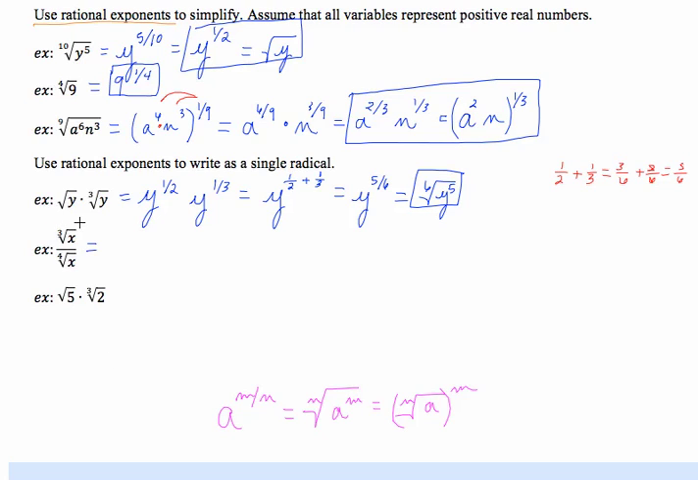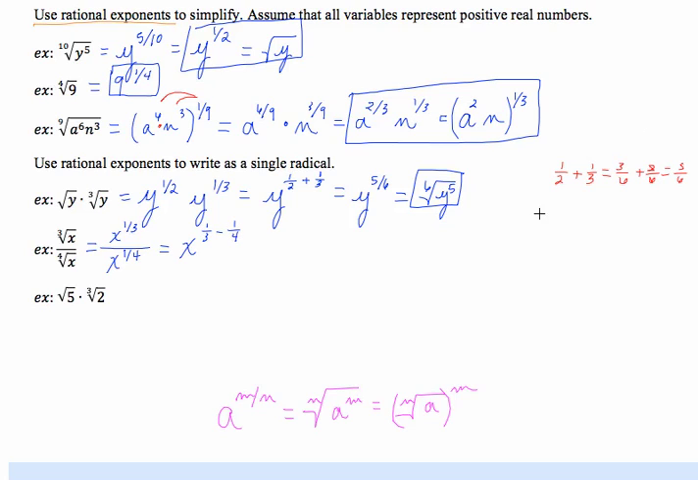I want to combine the 3rd root of x divided by the 4th root of x into a single radical. Now the 3rd roots and 4th roots don't mix, so let's just first convert them into rational exponents. The 3rd root of x is equivalent to x to the 1/3, and the 4th root of x is equivalent to x to the 1/4. Well, now we can use the subtraction rule because we have x to a power divided by x to a different power. So we would subtract those exponents and we would have 1/3 minus 1/4.